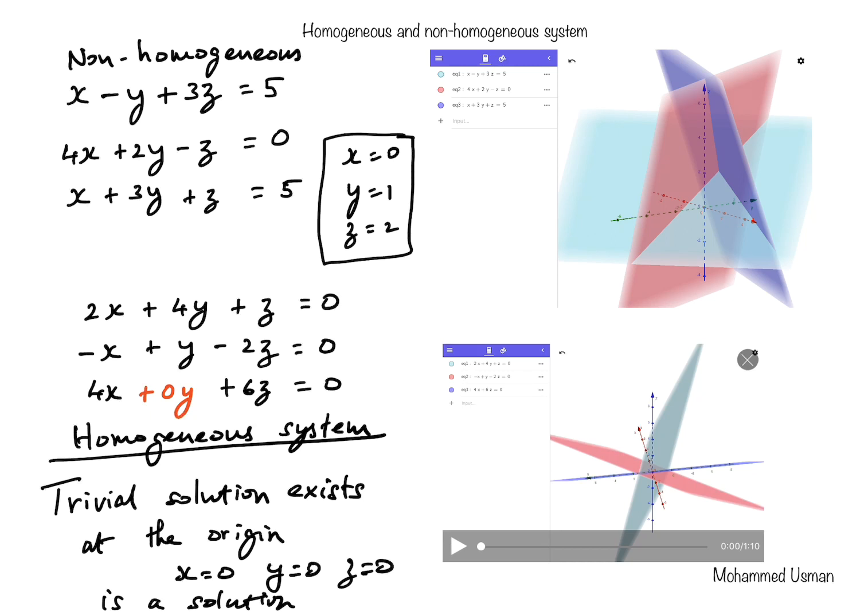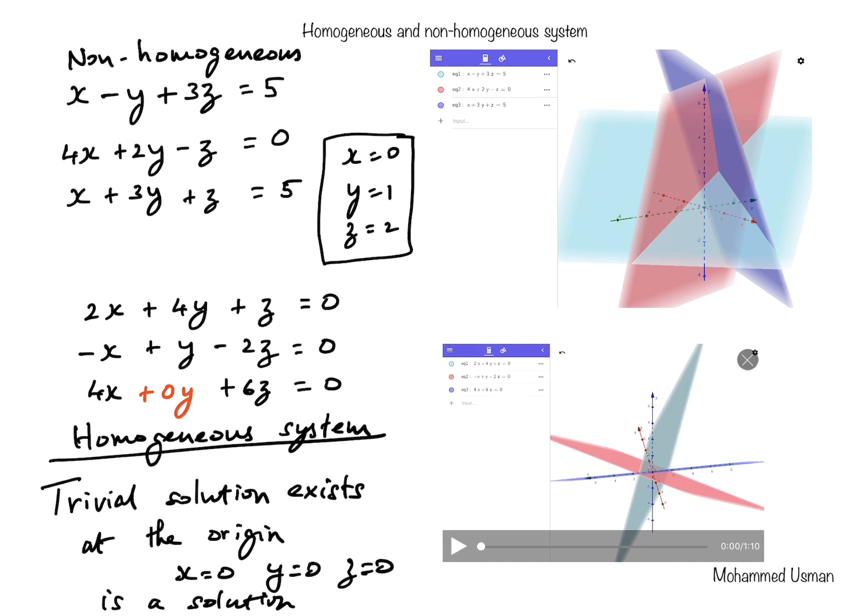One more thing I want you to notice is that I've written this y coefficient in red. Sometimes we may have equations where a particular variable does not exist. For example, this equation is simply 4x plus 6z equal to 0. That means the coefficient of y is 0, so this equation is represented using only the two variables x and z. Just for completeness I've included the y term in the equation. Even if you write it as 4x plus 6z equal to 0, that would be fine.